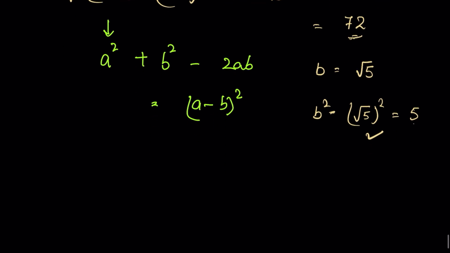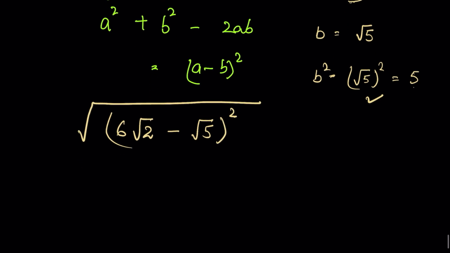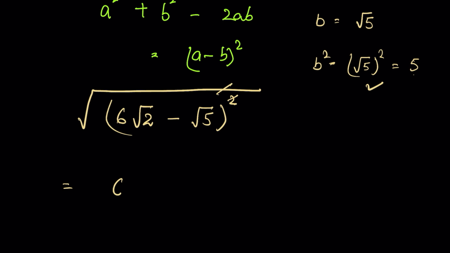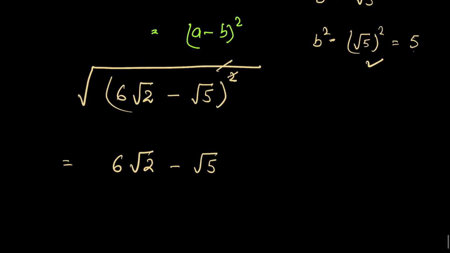So we can write it as 6 times the square root of 2 minus the square root of 5, whole square, under the square root. Now we can remove the square root with the square. So our answer is 6 times the square root of 2 minus the square root of 5. We can put in the values of the square root of 2 and the square root of 5, but the question is only asking for simplification, so we can leave it here.